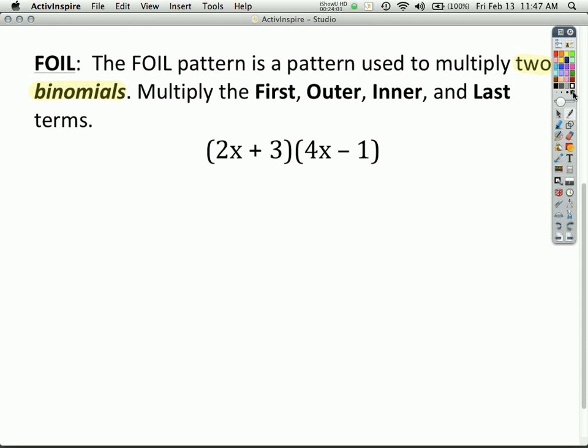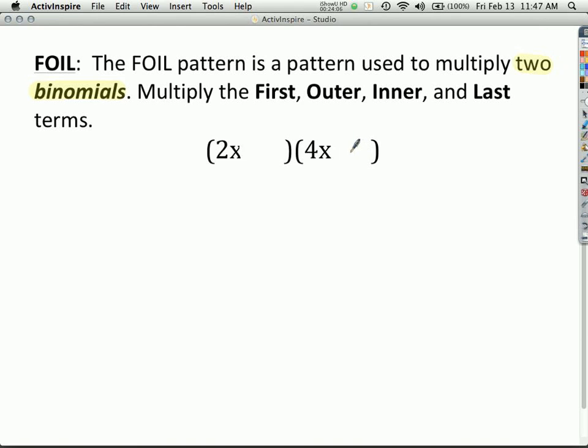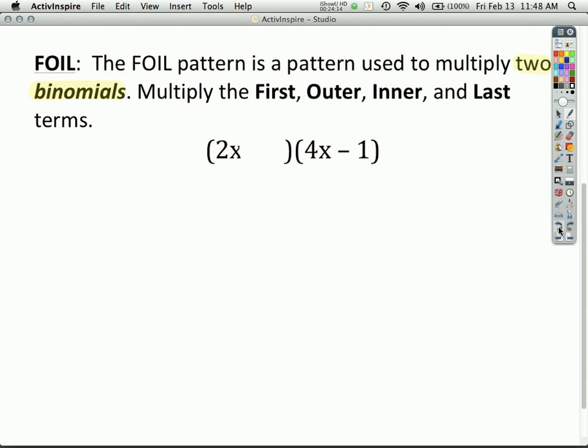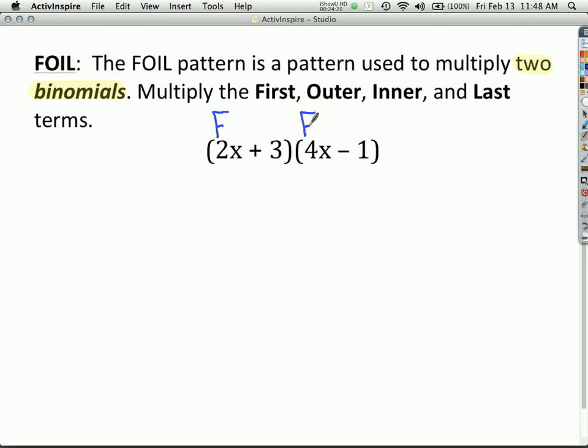In other words, that's the first term, and that's the first term. 2x is the first term in this binomial. 4x is the first term in this binomial. So the F's are 2x and 4x. So I'm going to put an F here and an F here. And once you have the two letters, it's a multiplication problem.